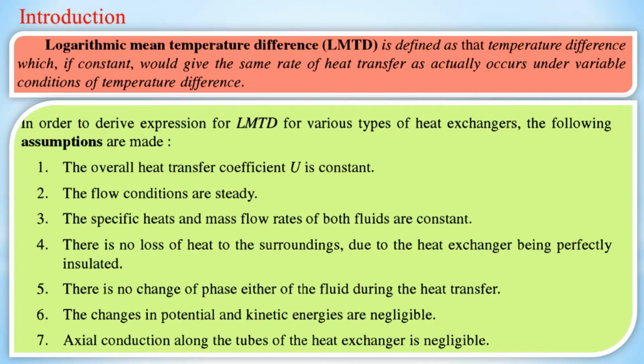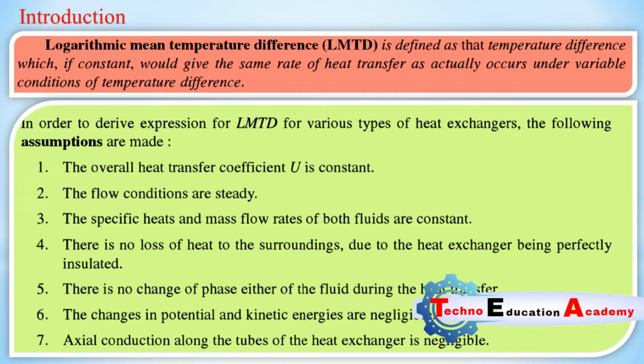Whenever we derive the equation of LMTD for a heat exchanger, we consider some assumptions. The first assumption is that the overall heat transfer coefficient is constant. We have already discussed in the problems of conduction and convection that we consider the overall heat transfer coefficient, denoted by U. It remains constant throughout. The flow conditions are steady. Here we are considering steady flow.